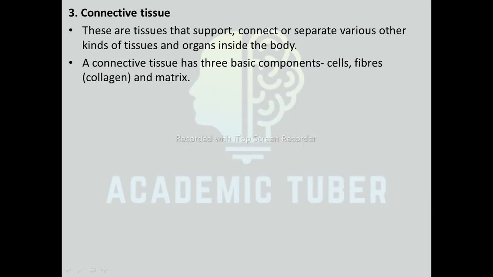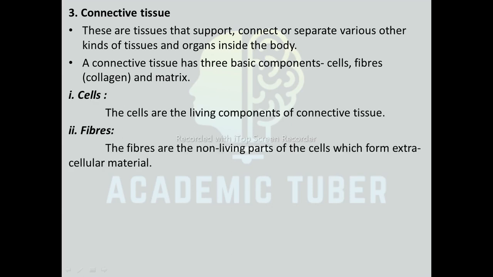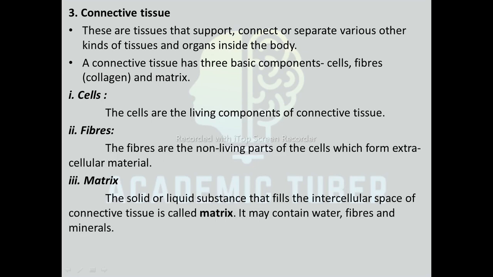Connective tissue. These are the tissues that support, connect or separate various other kinds of tissue and organs inside the body. A connective tissue has three basic components: cells, fibers, which are also known as collagens, and matrix. First one is cell. The cells are the living component of connective tissue. Fibers are the non-living part which form extracellular material. And matrix, the solid or liquid substance that fills the intercellular space of connective tissue, is called matrix. It may contain water, fibers, and minerals.